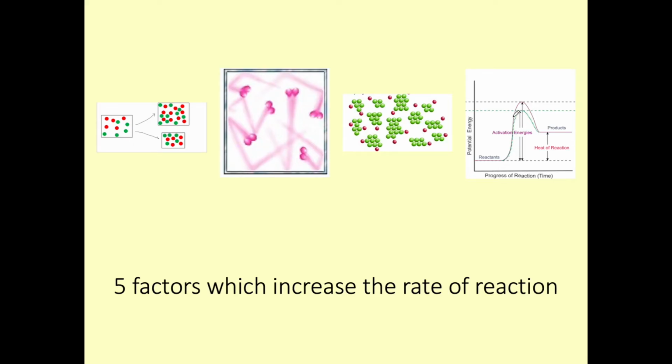With a catalyst, we lower the activation energy, and that means that more of those particles are overcoming that energy barrier required for our reaction to take place. So just to summarise the different factors and how they affect the rate.